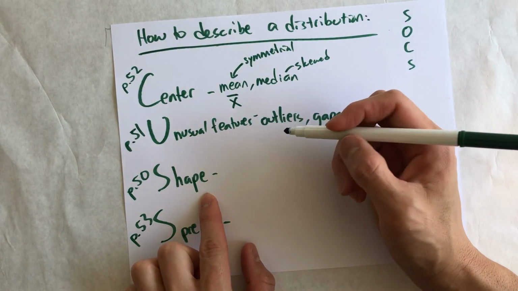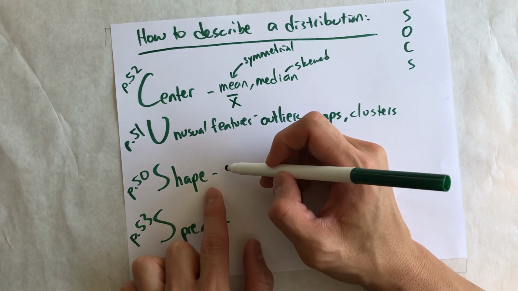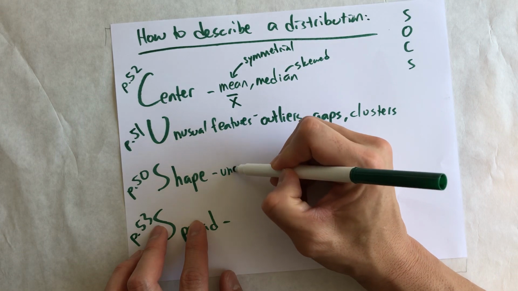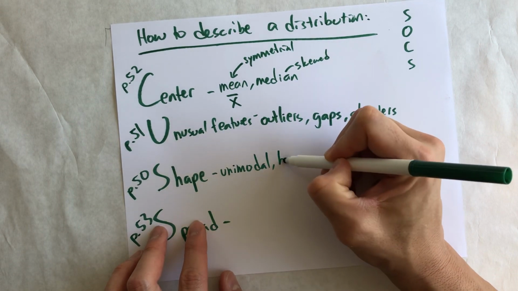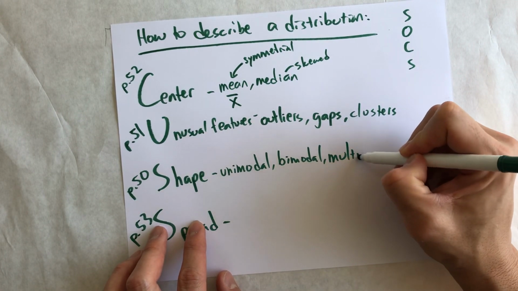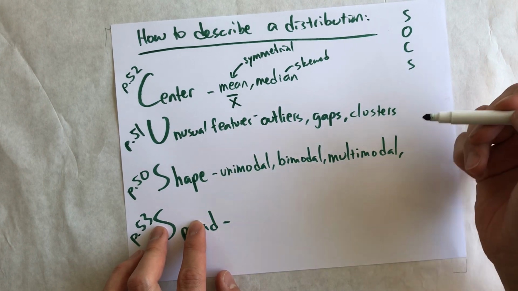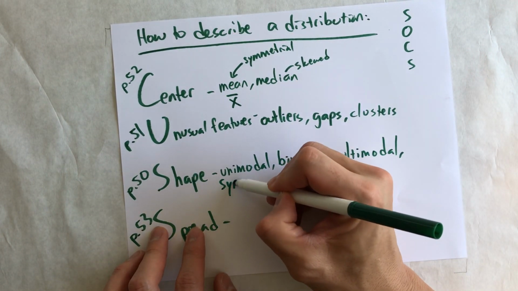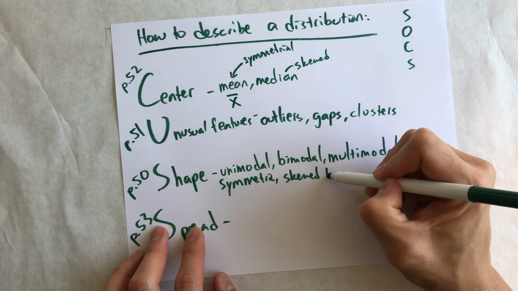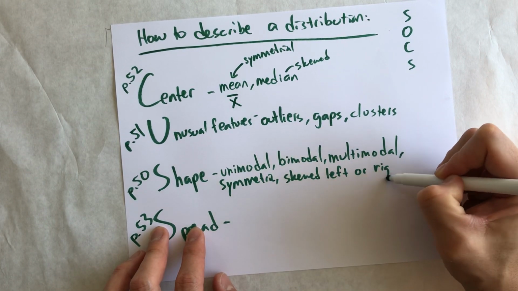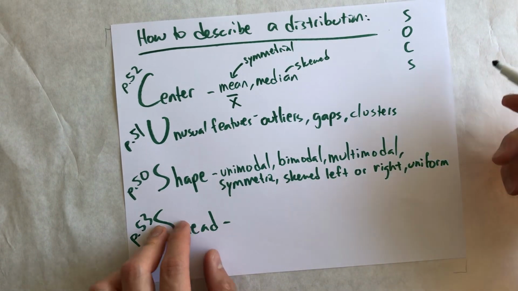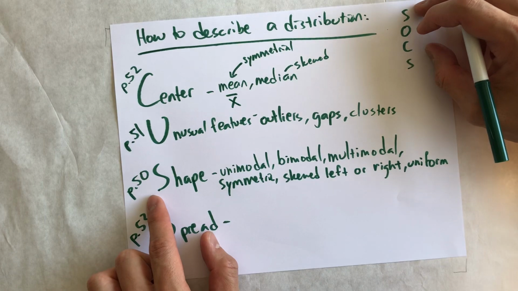A shape here. So this shape right here, we would call... There's many different types. Look on page 50. So we have unimodal, bimodal, multimodal. You could have symmetric or symmetrical. And you could have skewed left or right. And you could also have uniform. Take a look at your textbook, page 50, for examples of those.